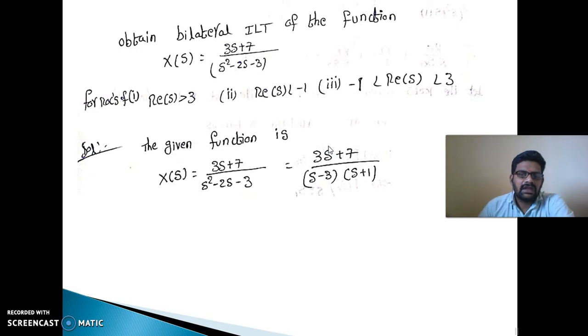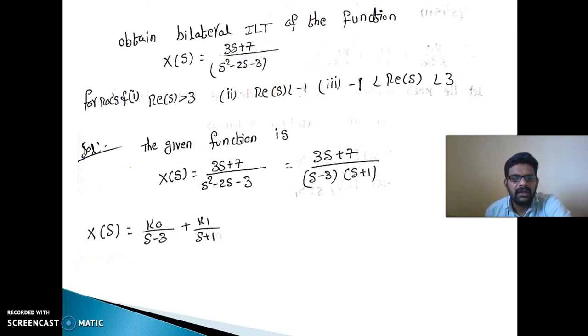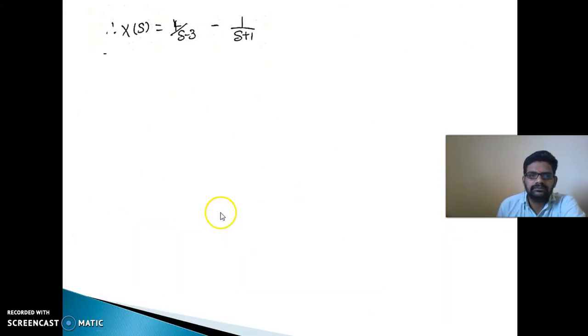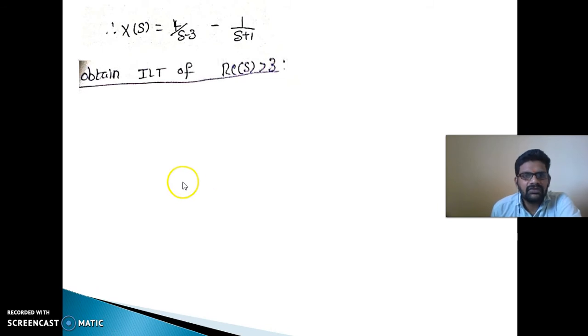Okay, so the given function is (3s + 7)/(s² - 2s - 3). This can be written as (3s + 7)/((s - 3)(s + 1)). Taking the factors, we write k0/(s - 3) + k1/(s + 1). The values k0 and k1 are calculated using these relations, and k0 equals 4 and k1 equals -1. Substituting, 4/(s - 3) - 1/(s + 1). Okay. Next, obtaining the first case.